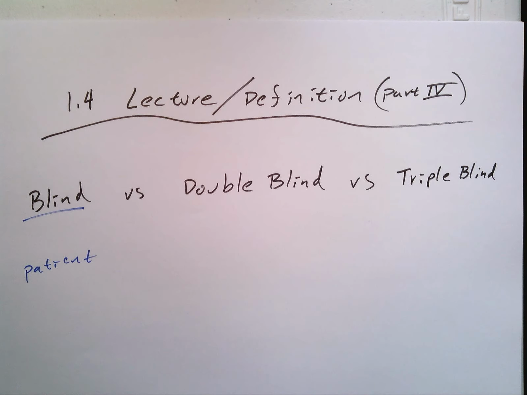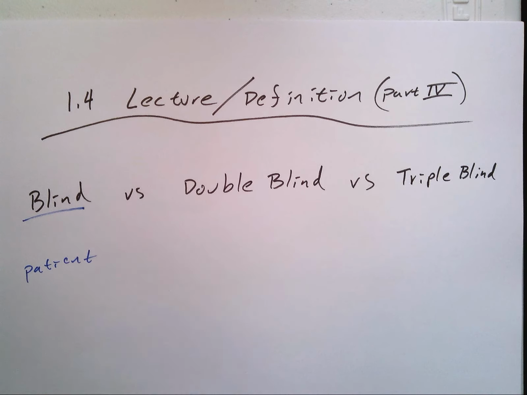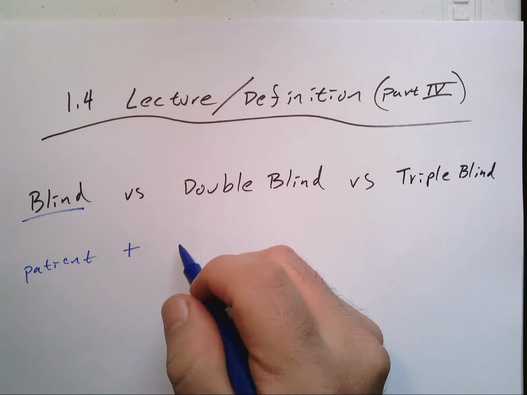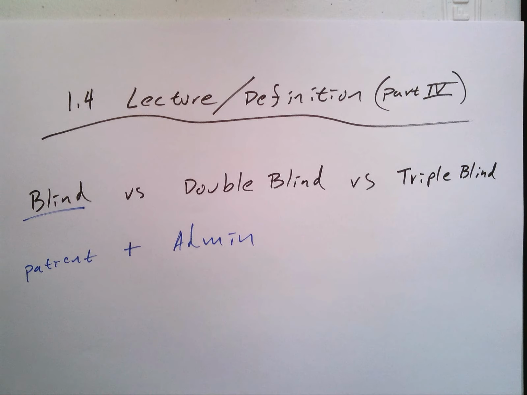To combat this placebo effect, what they do is they do a blind, where the patient doesn't know they're getting it. Now, if we add in a little bit more, if the patient doesn't know and the person administering the test doesn't know, then we call it a double blind.